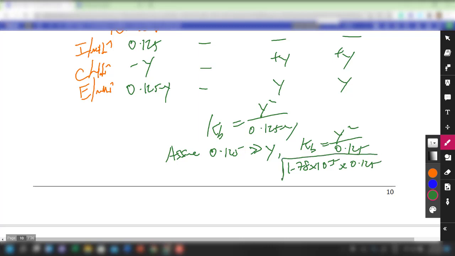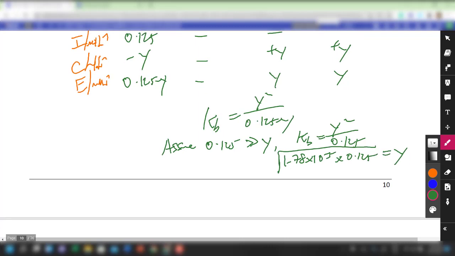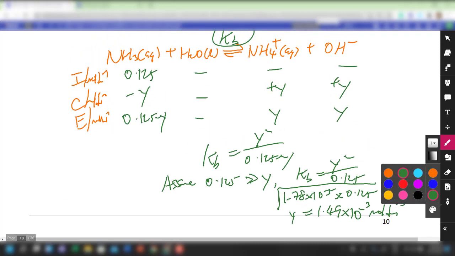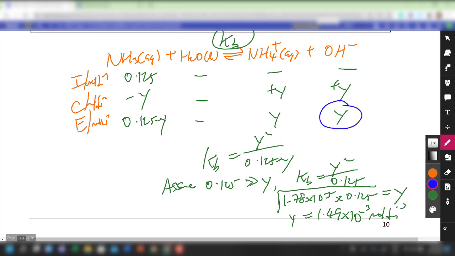I'll take the square root, and this is equals to y. Okay, so now I'll just punch calculator. I should be able to get y to be 1.49 times 10 to the power of minus 3 moles per dm cube. Okay, but take note that y is actually the concentration of OH minus.